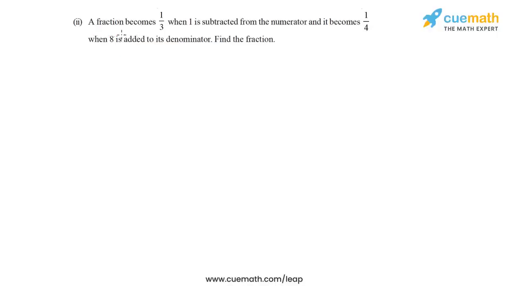In part 2, the question says a fraction becomes 1/3 when 1 is subtracted from the numerator, and it becomes 1/4 when 8 is added to its denominator. Find the fraction. So the unknown in this case is the fraction. In fact, there are two unknowns, the numerator and the denominator of the fraction. So let's say that the numerator is x, and let's assume that the denominator is y, which means that the original fraction is x by y. So this is the original fraction.